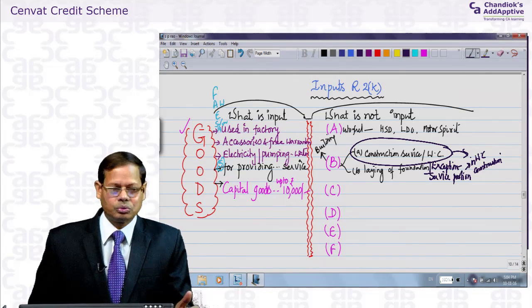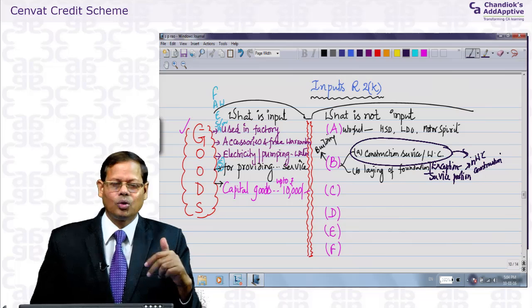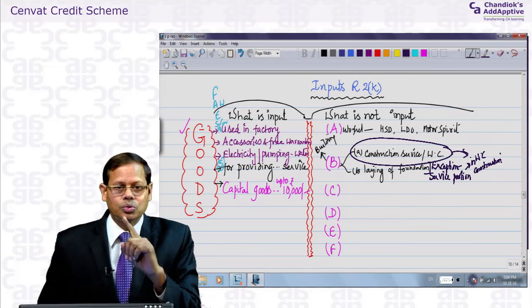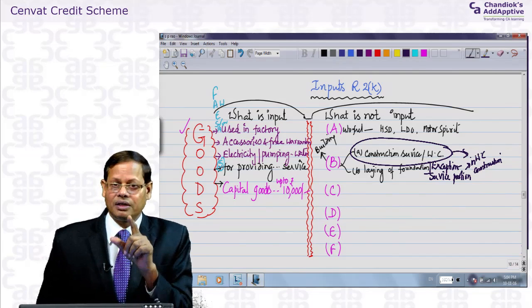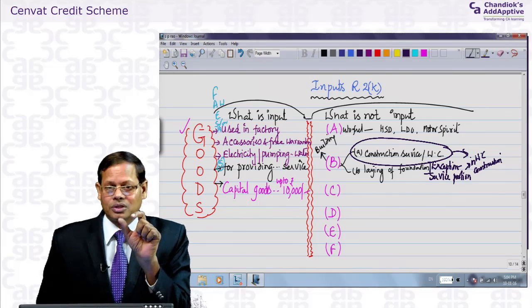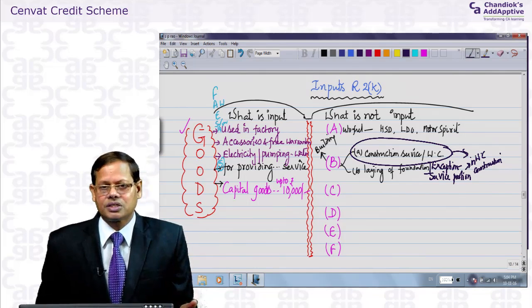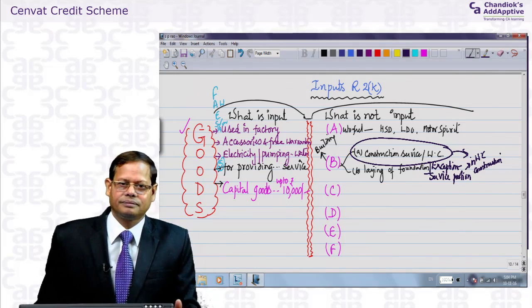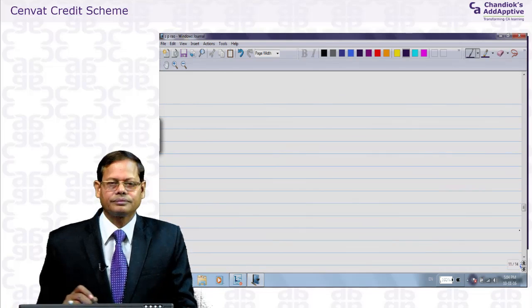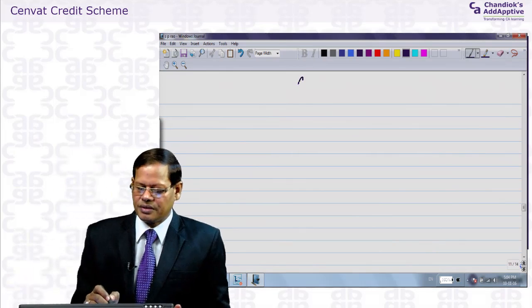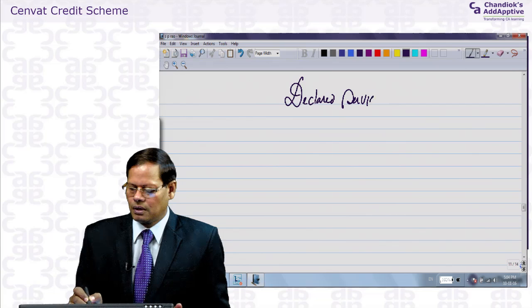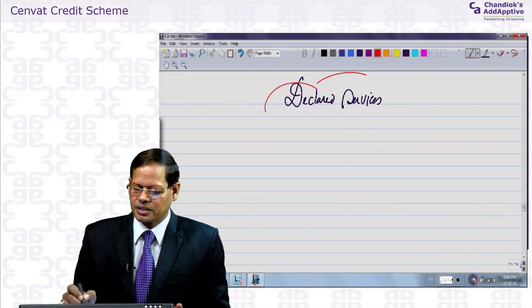So, I am tempted to go ahead to explain further and give some examples. Please come back when you do service tax, when you watch the video lectures of service tax, particularly about declared services, and try to relate this. So, I am going ahead. Say declared services, and please come back and do declared services.